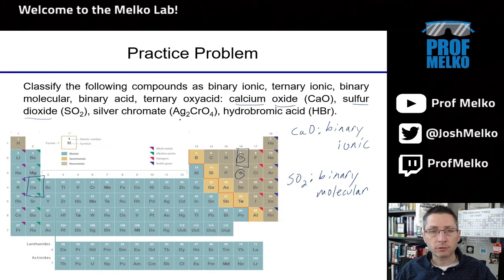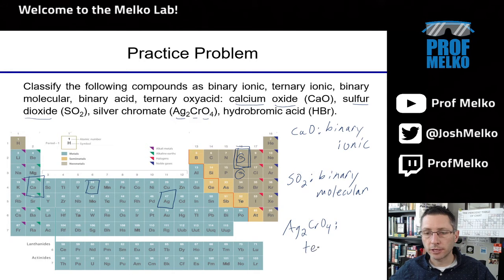Move on to the next one, silver chromate. Well, now we have 3 elements, but let's classify where they are. Silver right here, chromium right here, and oxygen again over here. Every compound thus far has had oxygen in it of these practice problems. So now we have 3 elements involved. There's some metals with nonmetals. That, of course, triggers our brain to say ionic, metals and nonmetals. And there's 3 of them, so this is going to be ternary ionic.